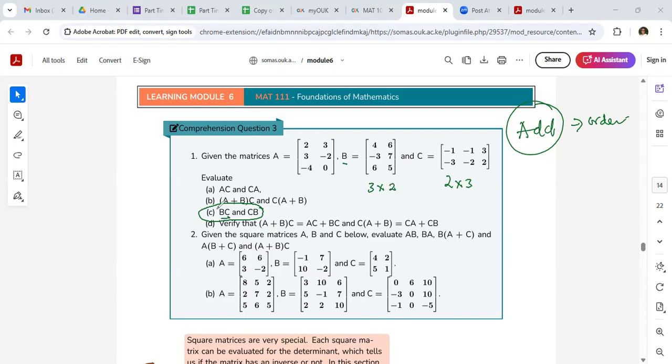Are the two matrices conformable? B and C, are they conformable? Can you multiply B and C? Yes, the two matrices are conformable. So B and C are conformable, so we can find BC. And how about CB? Are they conformable? Can you find the product CB?